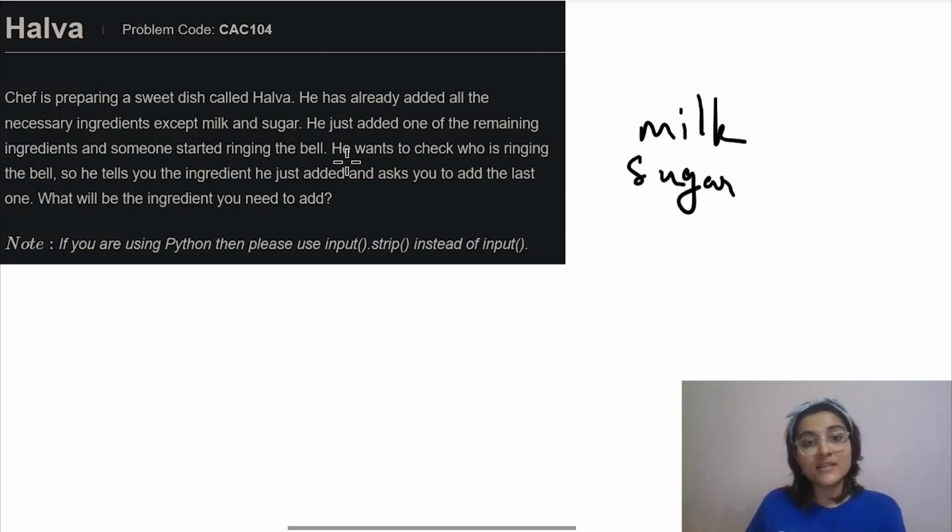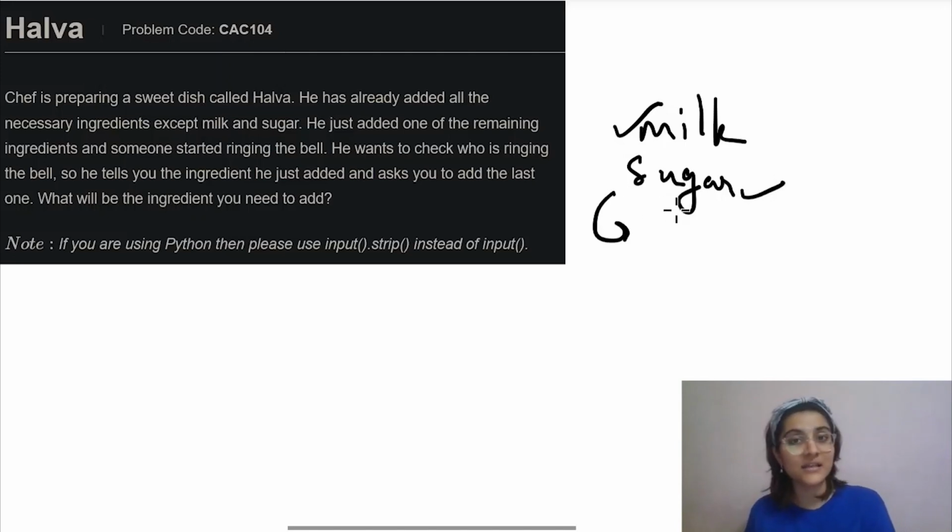Now, when the bell is rung, he wants to check who is ringing the bell. So he tells you the ingredient he just added and asks you to add the last one. What will be the ingredient you need to add? So it is told to you that the halwa requires milk and sugar, and Chef has added either milk or sugar, and now he's telling you which one of these two he has added into the halwa, and you have to tell which one is remaining.